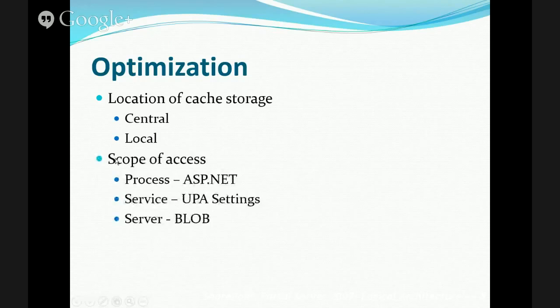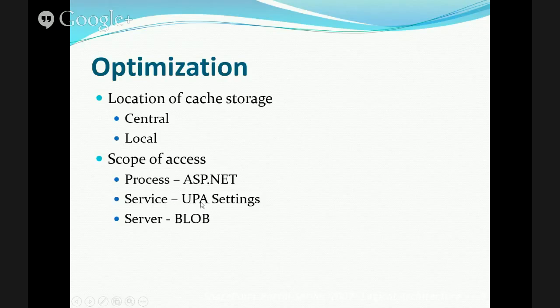The second level of optimization that we do when we talk about caching typically is who is going to be accessing the cache. So when you talk about scope of access, it's not scope of storage. That has to be clear. Scope of access: when a cache is created, can all my processes access it, or can only some processes access it? A typical example is an ASP.NET cache. An ASP.NET page output cache can be accessed only by one process; another process cannot access it. Similarly, at the service level, only my service is going to be accessing the cached information. Other services will not be able to access it.